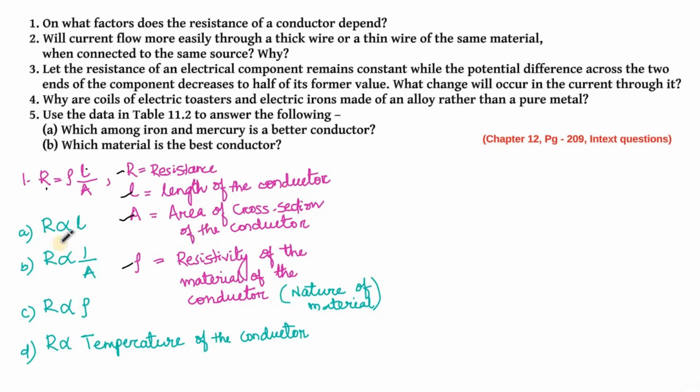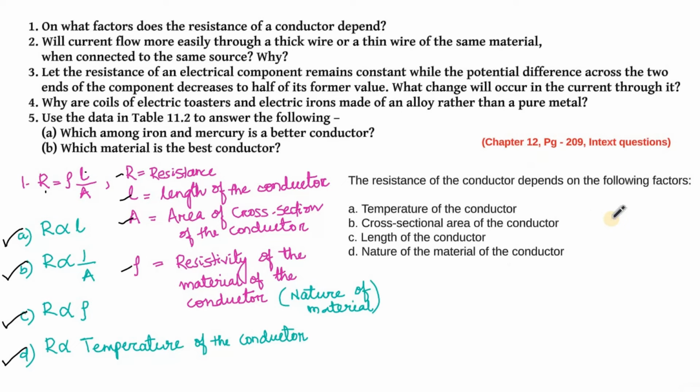So from this we can say that the resistance of a conductor varies directly as the length of the conductor. It varies inversely as the area of cross section of the conductor. Resistance varies directly as the nature of material of the conductor, and resistance varies directly as the temperature of the conductor. That is, if the temperature of the conductor increases, the resistance will increase.